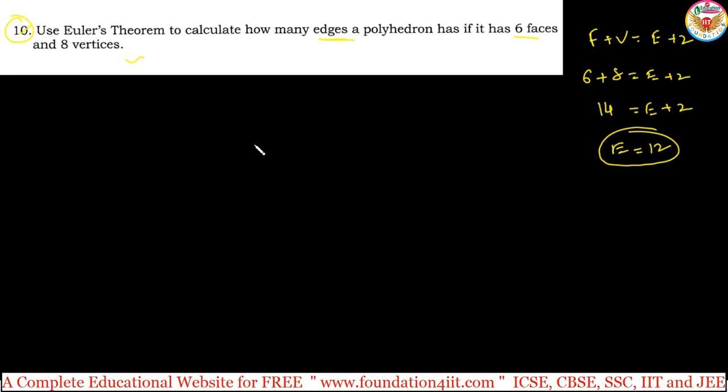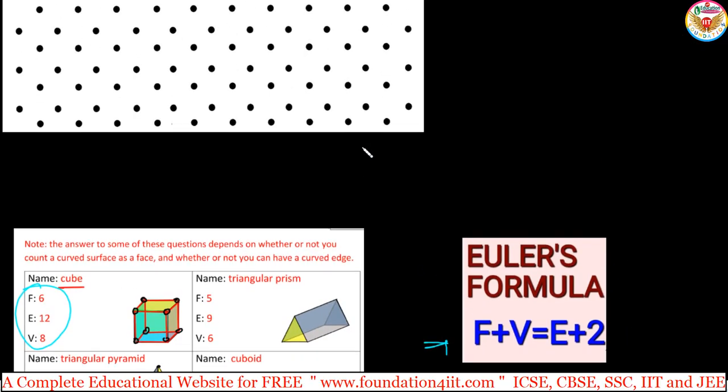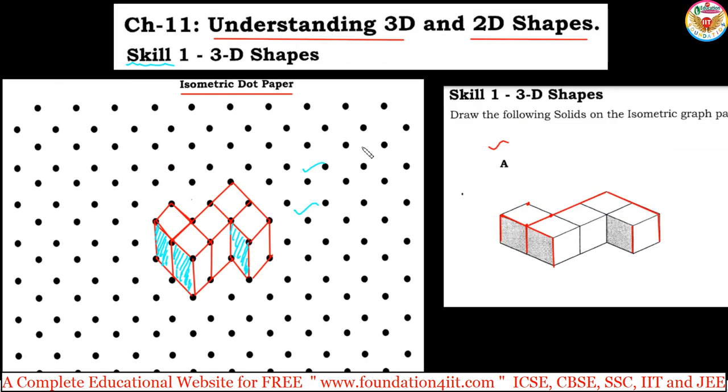Not only this, I'm giving different 3D shapes including faces, vertices, edges. You just have to apply Euler's formula. Worksheets are given, and you can practice those. All the shapes are given, especially this dot paper also. To draw all the 3D shapes you can practice to improve all the basic skills, especially in this chapter. You can get that PDF file and practice.